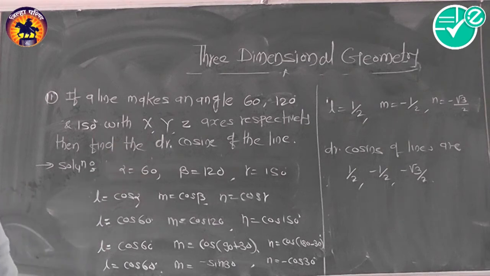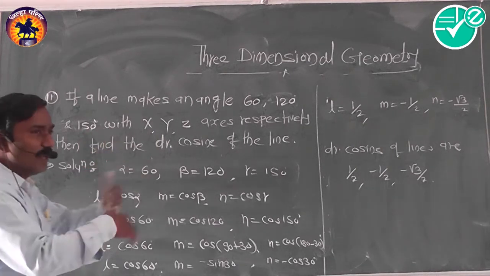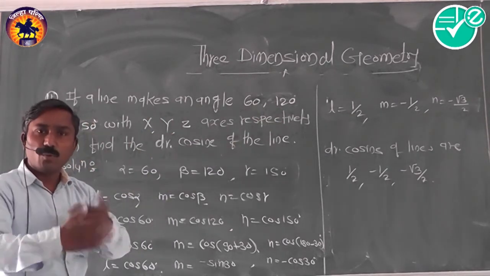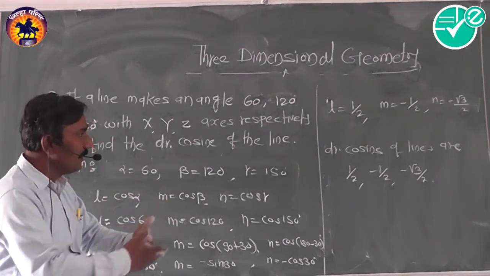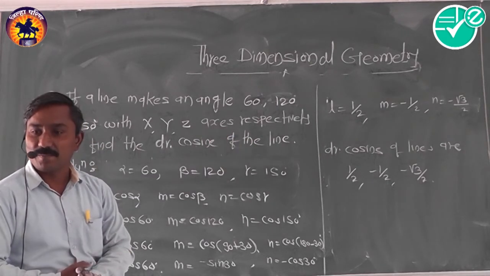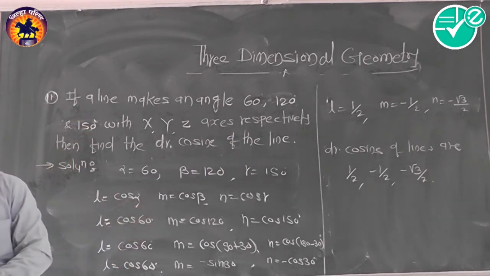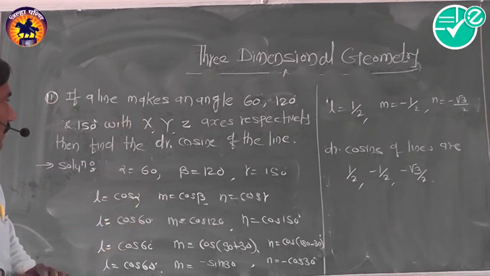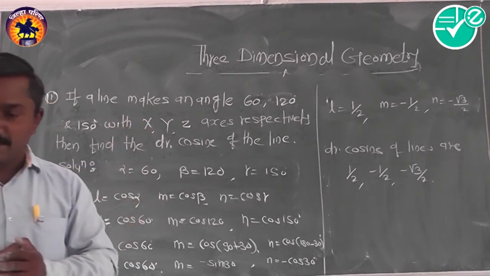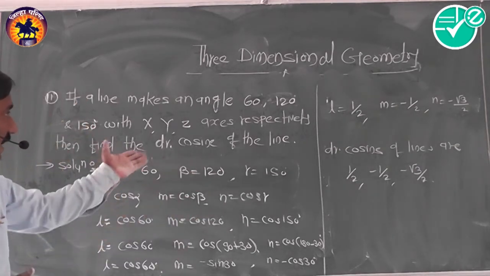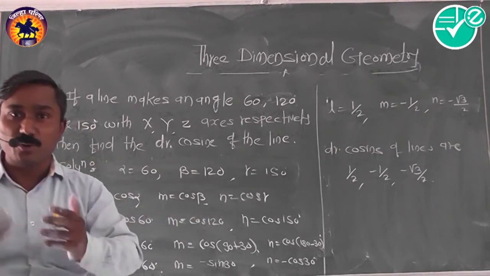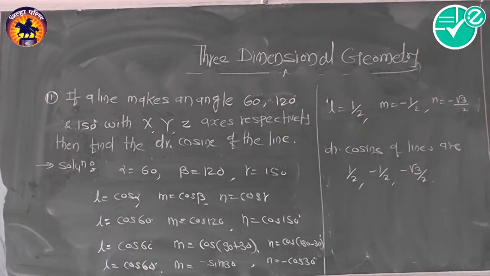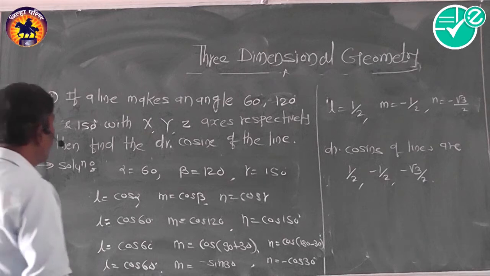So many examples we can solve from this. Only we have to change the angle, that is 60, 120 and 150. We have to only change the angle and the direction cosines will change. So this is a very important point. So many examples we can solve from this. In our textbook so many examples are given like this, so you can study yourself.